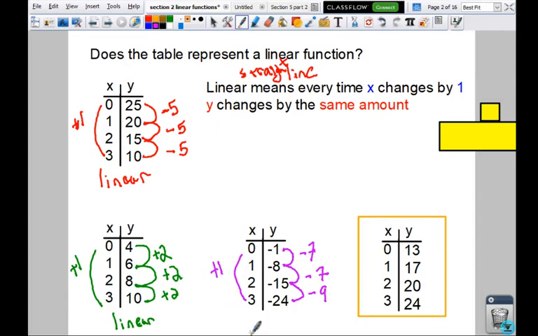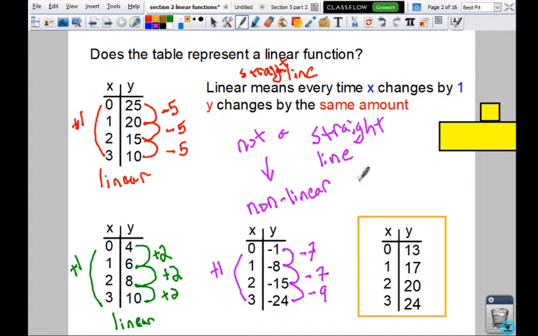Non-linear means not linear. So I'm going to say non-linear. Non-linear just means not a straight line. Another way you could say it is not linear if you wanted to, or not a line, but the more official math way to say it is non-linear.